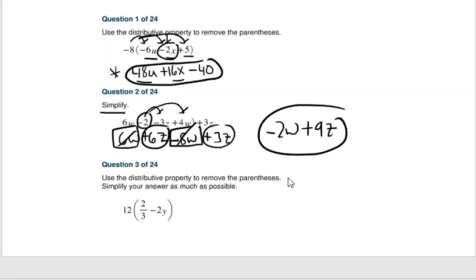And then the two of these are not like terms, so we have now simplified this expression. Okay, on the next one, use the distributive property to remove the parentheses. So you're just going to multiply 12 times 2/3 and then 12 times negative 2y.